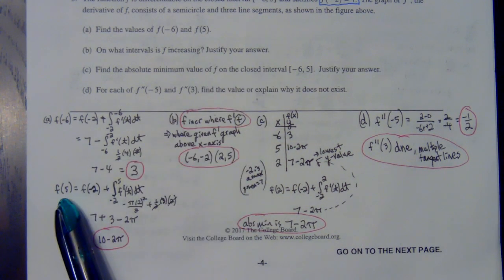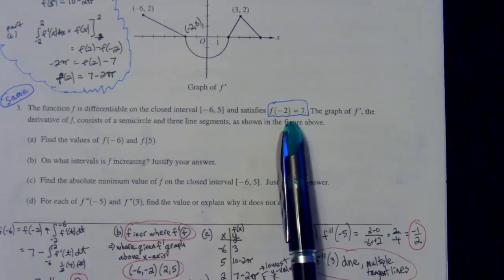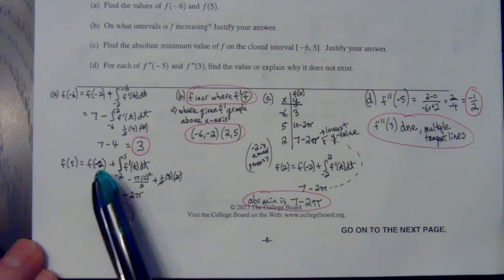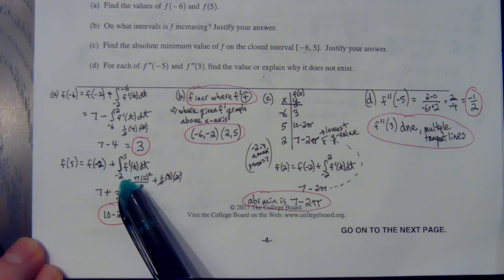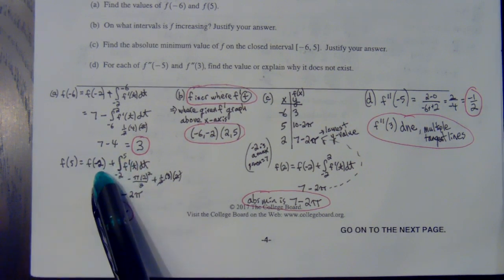When I want to find f of 5, you have to have your starting point, and here's your starting point. They tell us f of -2 is equal to 7. So assume that's where we're at, like t equals -2 seconds. That's our starting point. And then when you integrate the f prime, you pick it up where you left off, and then you go to where you want to go. So this is like an initial position.